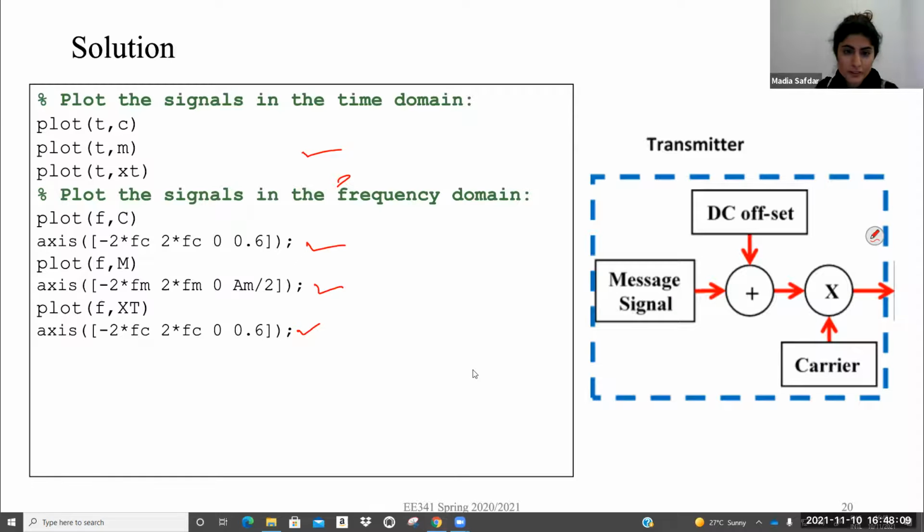Okay, Fatima, now you are finished? Yes. Miss, I can't share while you are sharing. Yes, now you can.